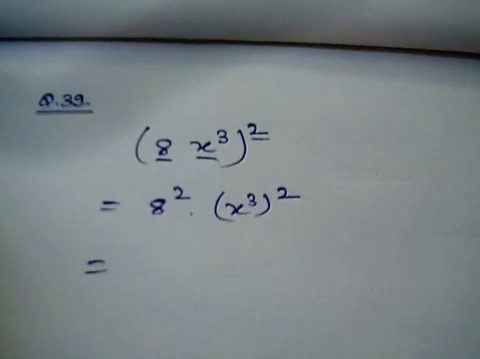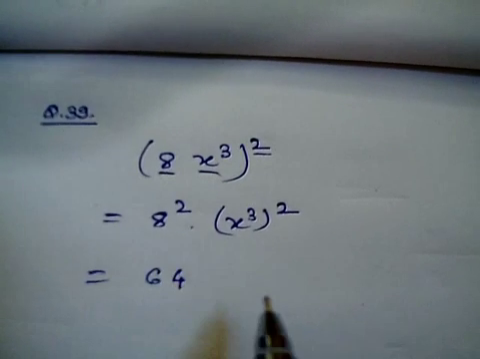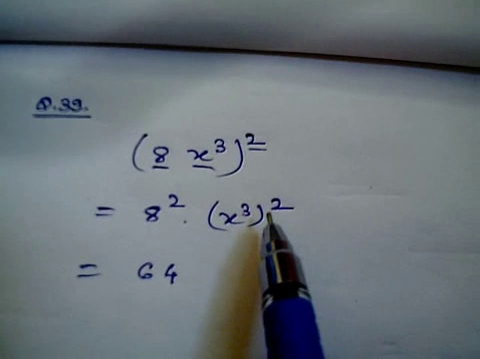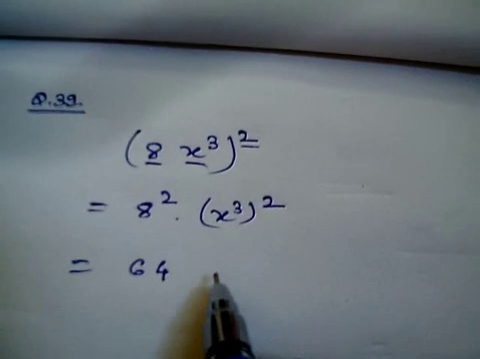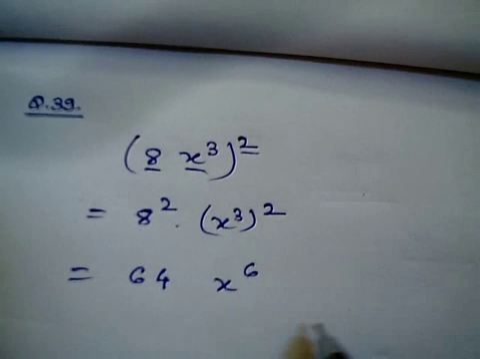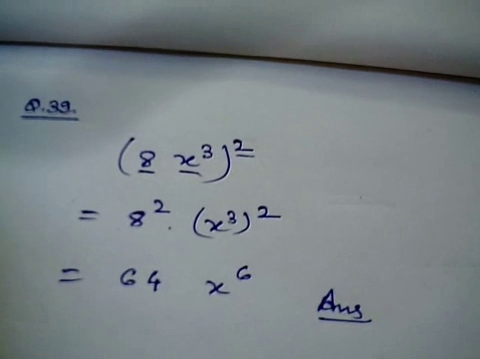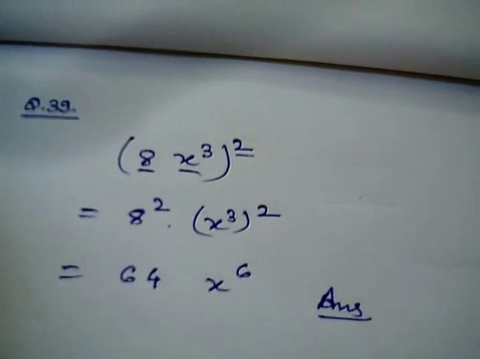8 square means 8 times 8, so that's going to be 64, and for the exponent, power to the power, that's going to be x to the power 3 times 2, which is 6. So this is how this question is solved. Now question number 39 is done, and question number 40 is of the same pattern, so you can do that.